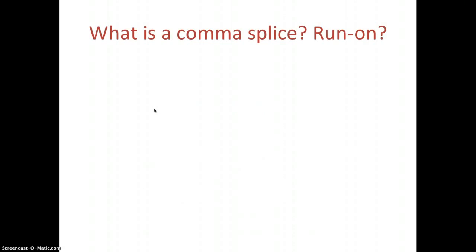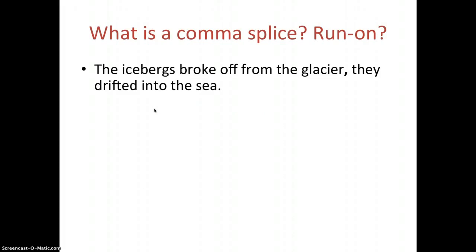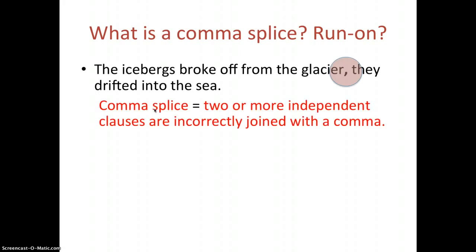So what is a comma splice and what is a run-on? Take a look at these sentences. The icebergs broke off from the glacier. They drifted into the sea. This is an example of a comma splice. That's when we have two or more independent clauses and they're incorrectly joined with a comma. We have "the icebergs broke off from the glacier," an independent clause, and "they drifted into the sea," also an independent clause. But we can't just join independent clauses with a comma. It just doesn't work that way.